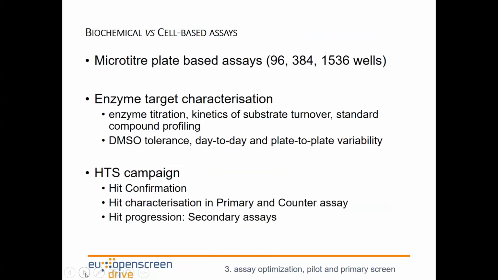Most of the assays that we develop for screening purposes are based in microtiter plates, and this could be in 96 well, 384 well, and 1536 well as well. And all of these formats are used routinely for biochemical and cell-based assays. For imaging-based assays, the microtiter plates often have a clear bottom, so you can actually use a microscope to image the cells through the plates.